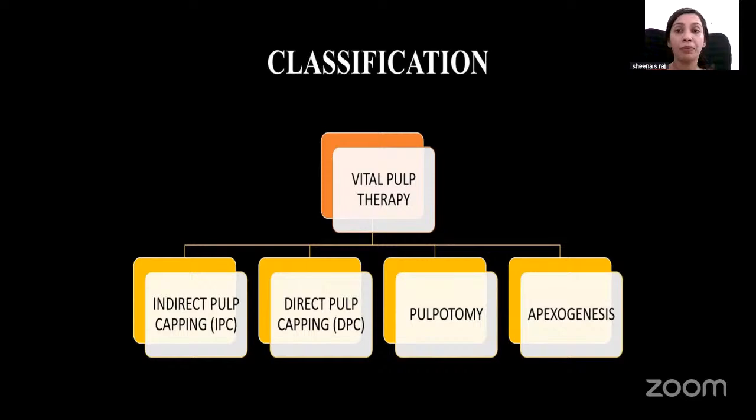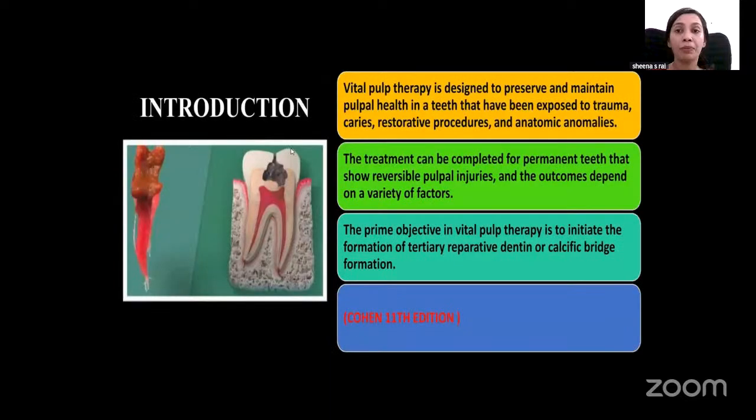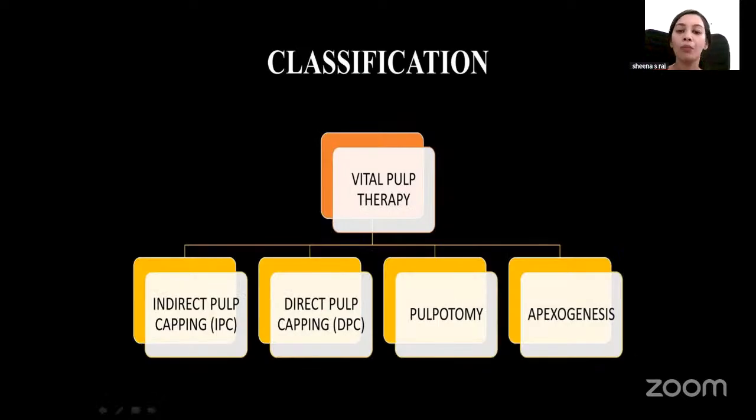So what about direct pulp capping? Direct pulp capping is a procedure where the pulp is exposed, and on top of that we place the material. As you can see in this image, this is the coronal pulp, and this is called the radicular pulp. In pulpotomy, we'll be removing only this area, the coronal pulp.